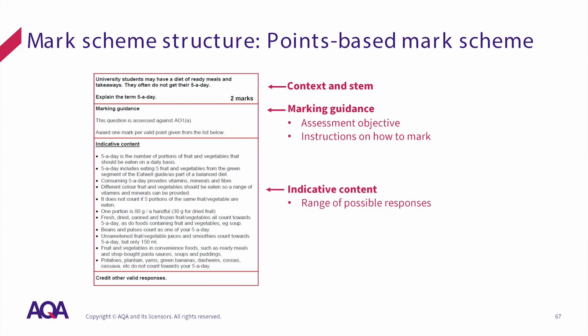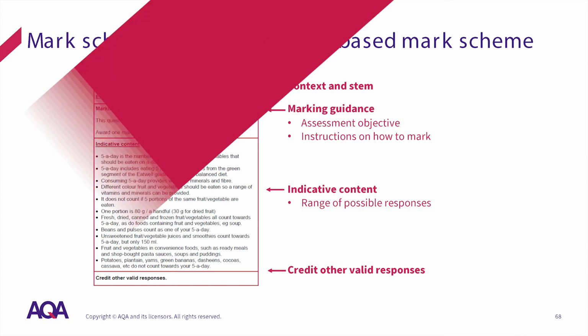The indicative content shares a range of possible responses that students may give for each question. Sometimes it will state credit other valid responses at the end of the indicative content section. This is to recognise that students may provide other responses that are accurate but have not been listed. This helps to ensure that students are awarded marks for demonstrating knowledge and understanding that falls outside of points recognised.